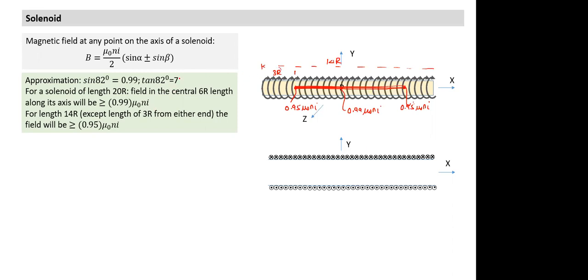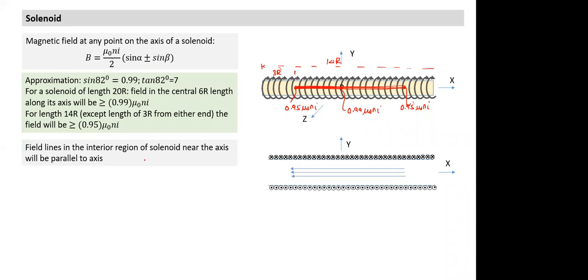If I want to be very accurate, the length has to be equal to 7r from either end. So if it is a long solenoid, that's the region where the field becomes constant. So field lines in the interior region of a solenoid near the axis can be considered parallel like this. If I leave aside a distance of 3r here, are we clear about why the field lines will be parallel from here to here?